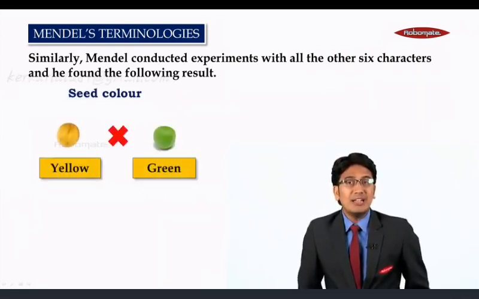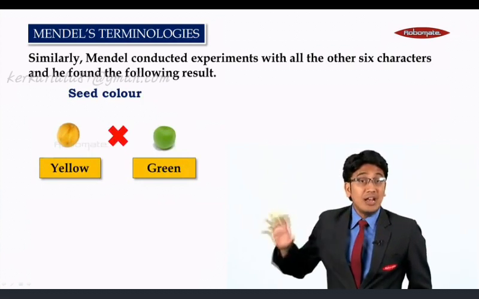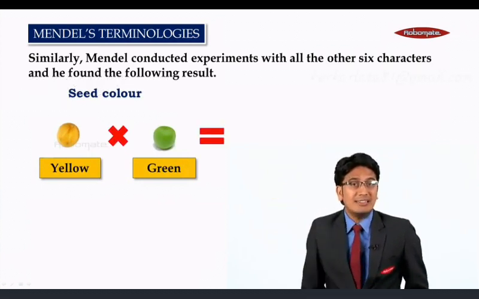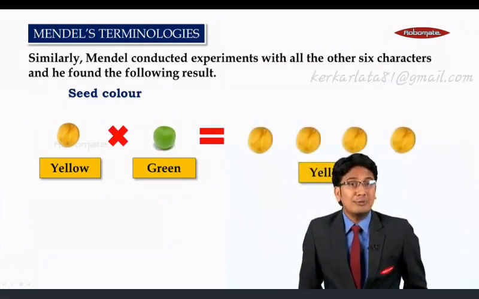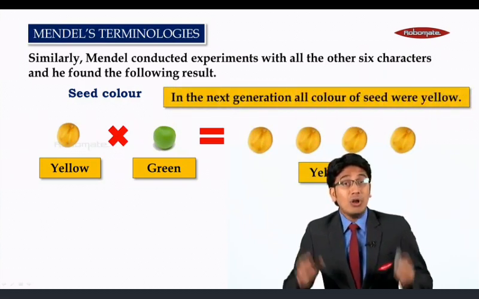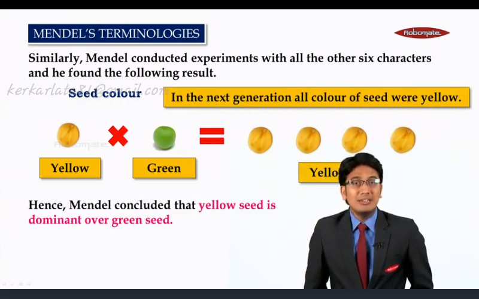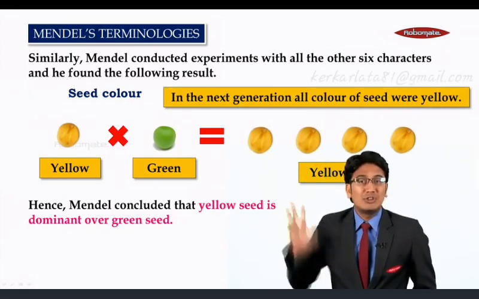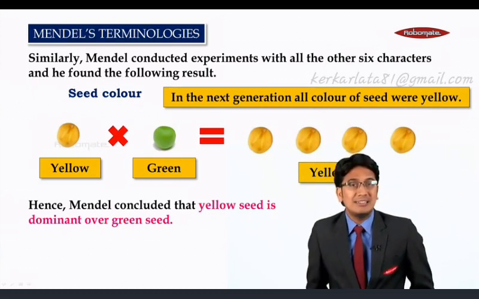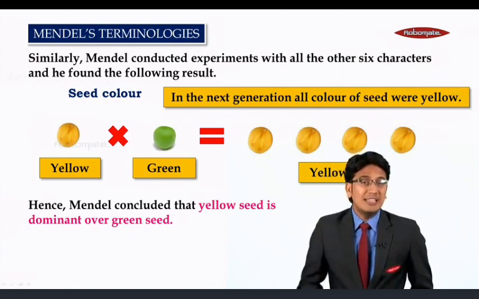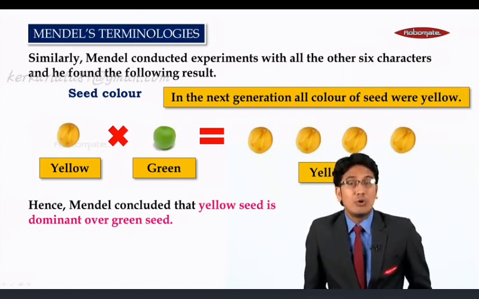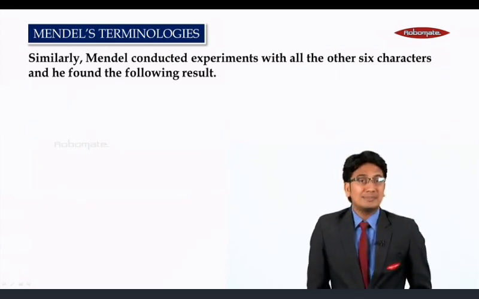Then he moved on to seed color. He crossed a yellow color seed with a green color seed. What he found were all yellow. So in the next generation, all color of the seed were yellow. So now he concluded that yellow seed is always dominant over the green seed. The yellow color seed is dominant over the green color seed.